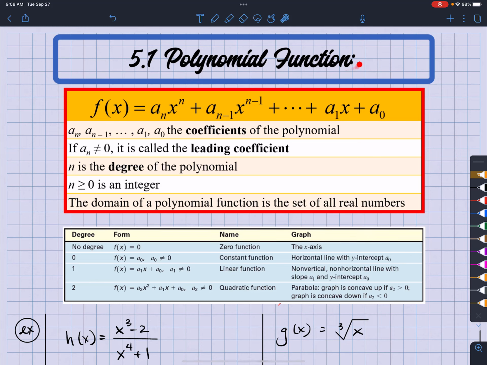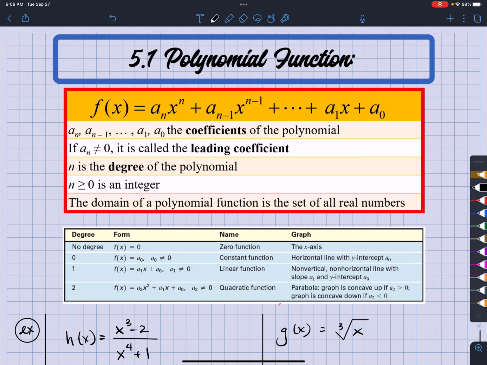All right, so we're talking about polynomial functions here. Polynomial functions you've seen before. You've seen quadratics before, where f of x is equal to ax squared plus bx plus c. That's a quadratic because the power is a 2.